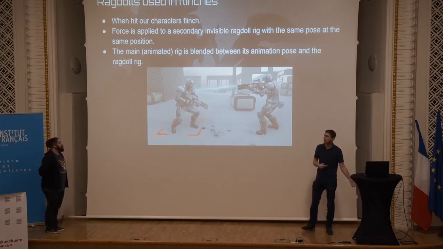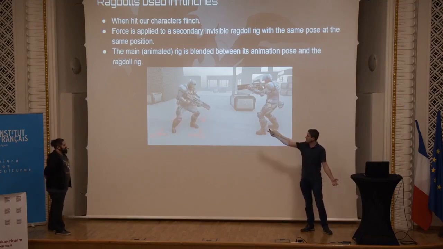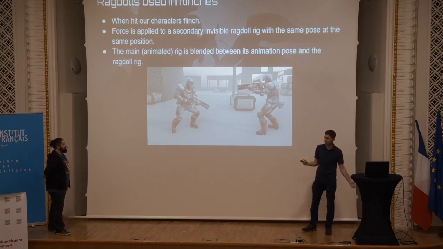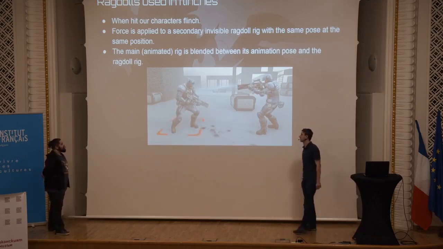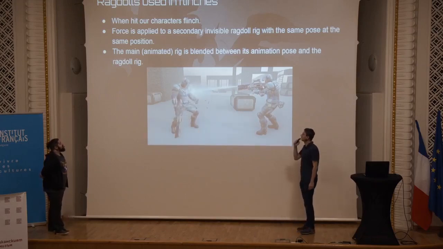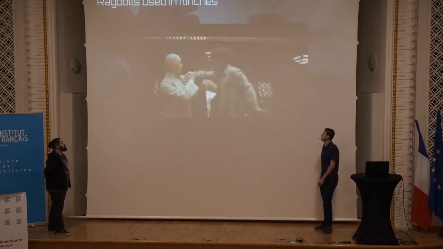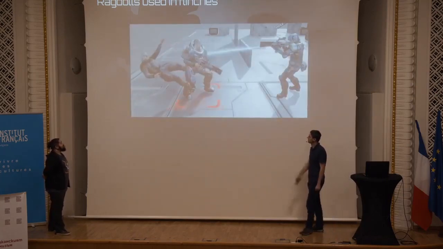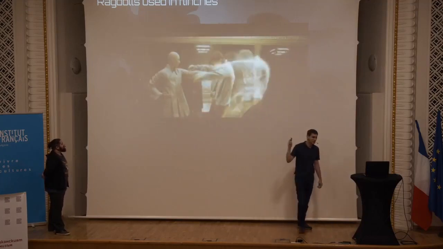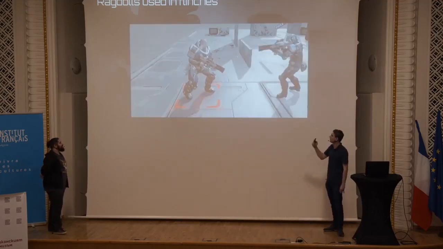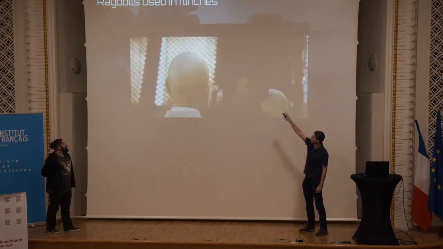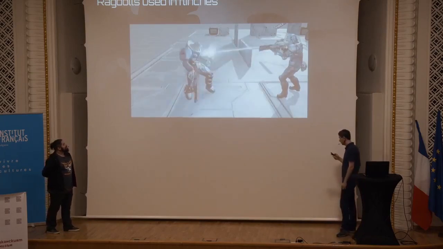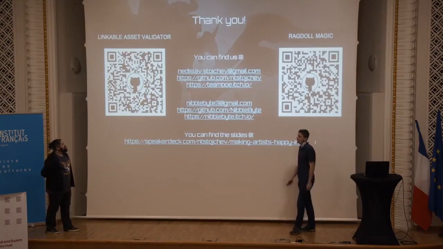And then we blend the animated rig that you see with the animation pose and the falling ragdoll. And this is how we get this neat effect. And this is how we created this awesome GIF. What you're seeing is the invisible ragdoll rig being rendered out, and you see how it blends the two, and the result. So this is from us.